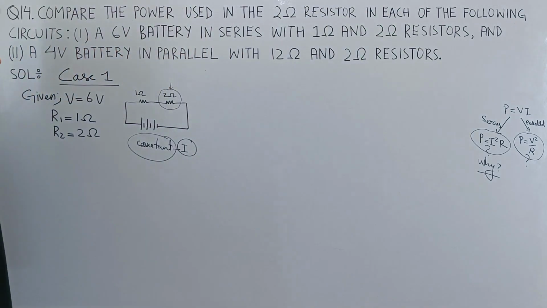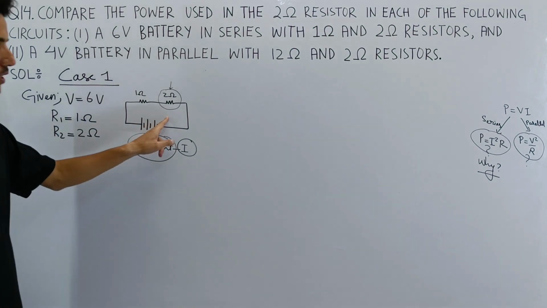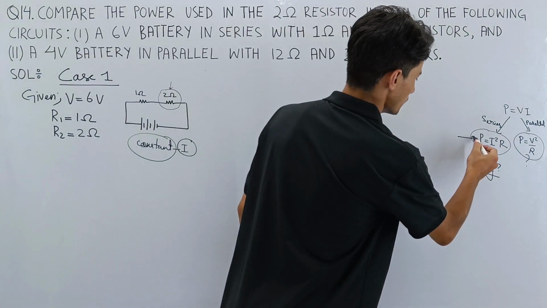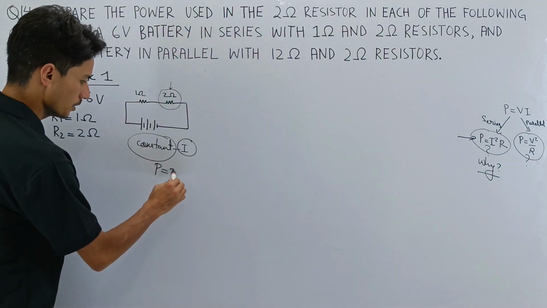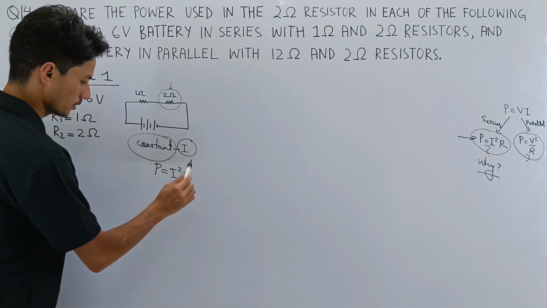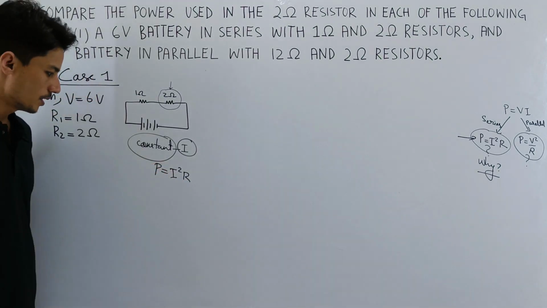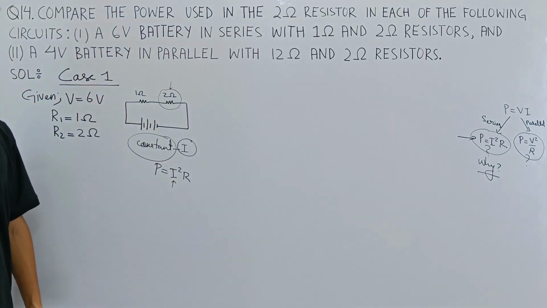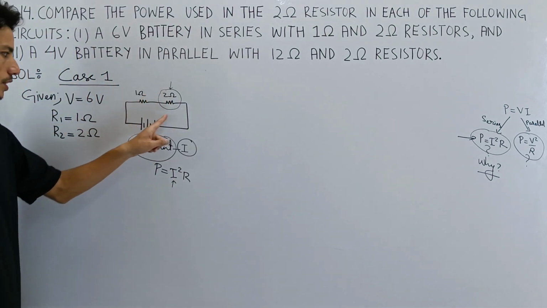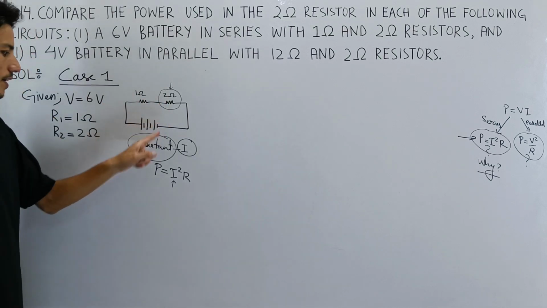So yes, we are supposed to find power, and the formula for power that we will be using is this. P is equal to I square R. Now if you observe the formula, we need I, we need to know the current for the system. So now let's find the current.